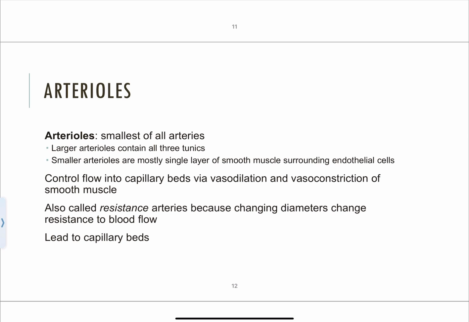So just as a recap, closest to the heart, we have our elastic arteries. These elastic arteries are going to merge as they get farther away from the heart and form the muscular arteries that are active in vasoconstriction. And then these muscular arteries are going to form smaller arteries, which we call arterioles, that are actually going to be the ones that are invading our tissues of our different organs all over our body.